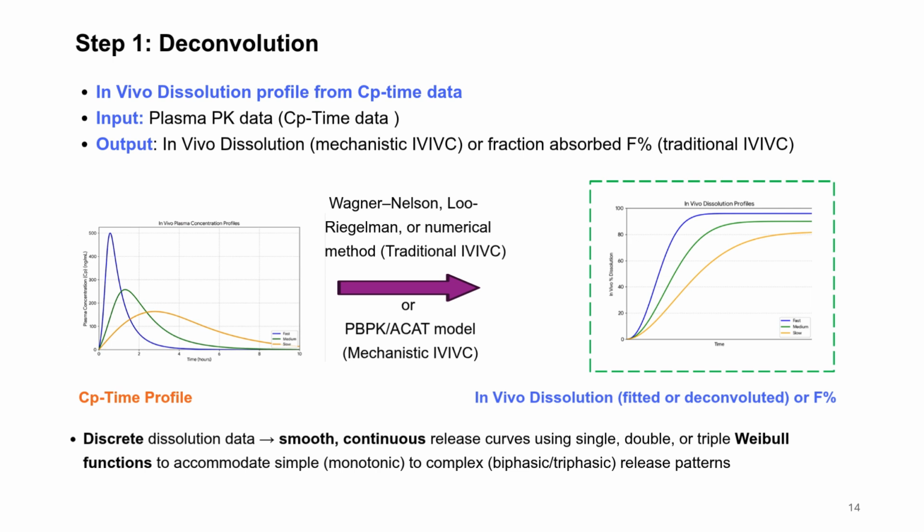The dissolution profiles are optimized by converting the discrete dissolution data points into a smooth and continuous release curve using single, double, or triple Weibull functions to accommodate a wide variety of release profile shapes, from simple monotonic release to complex biphasic or triphasic patterns. When traditional IVIVC fails, mechanistic IVIVC using Weibull functions may succeed by capturing true in vivo dissolution rather than lumped absorption. Now, we will move to Step 2, to find one single correlation function between in vitro and in vivo dissolution.